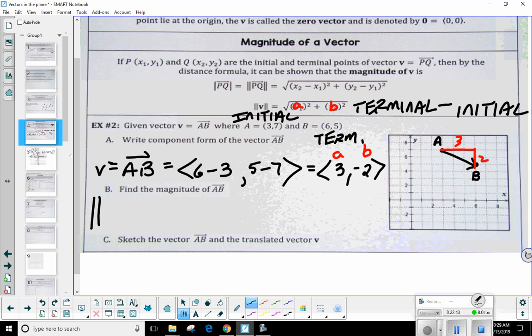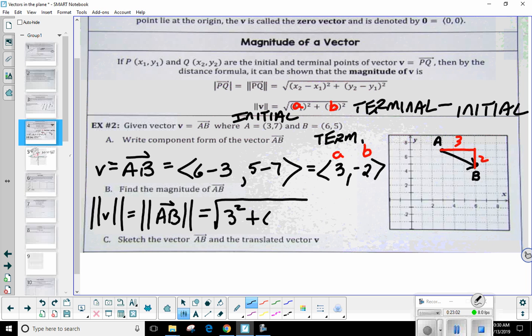So it could be the magnitude of vector V, or if you're using points A and B, the initial and the terminal, okay, either of those would tell me I want the magnitude. So that means the square root of A squared, so 3 squared, plus B squared. And what is that? Square root of 13. So this right here, the magnitude should be the square root of 13. So here, magnitude is referring to the length of the arrow, the length of our vector.